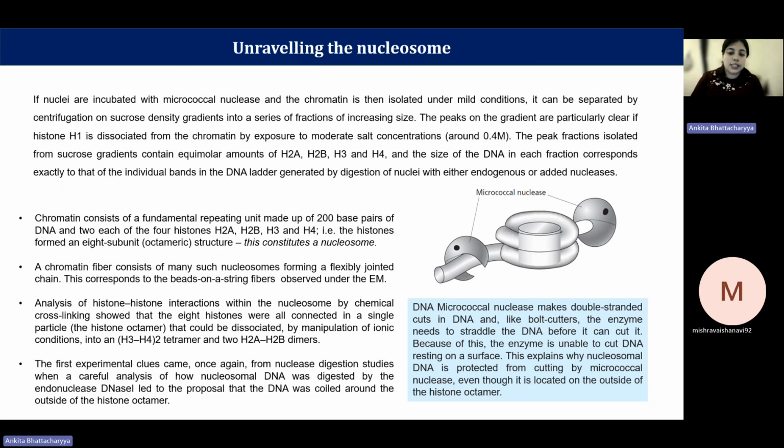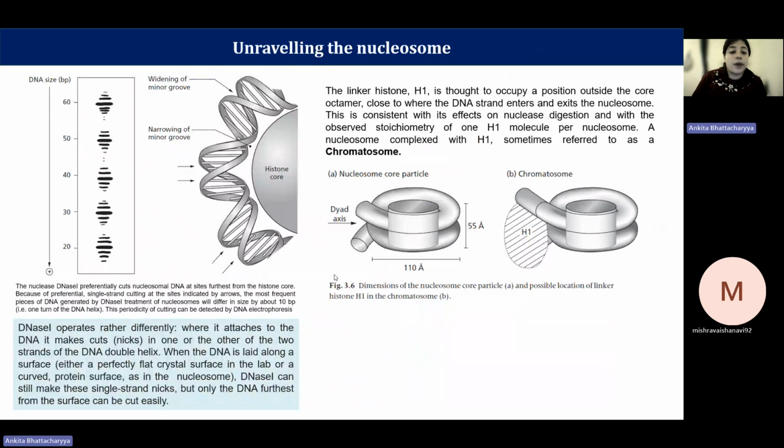In sharp contrast, the way in which the DNase 1 enzyme works is quite different. In this case, you see that it attaches to the DNA, and wherever it attaches, in the regions or the locus where DNase 1 actually binds, it makes nicks, or single-stranded cuts, or it can make double-stranded cuts in the DNA double helix. When the DNA is laid along a surface, DNase 1 can still make these strands, but only the DNA farthest from the surface can be cut easily.